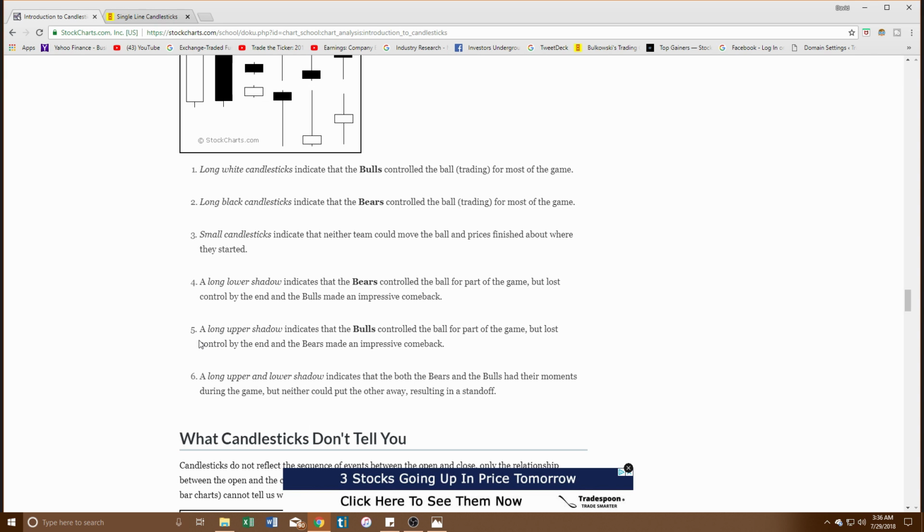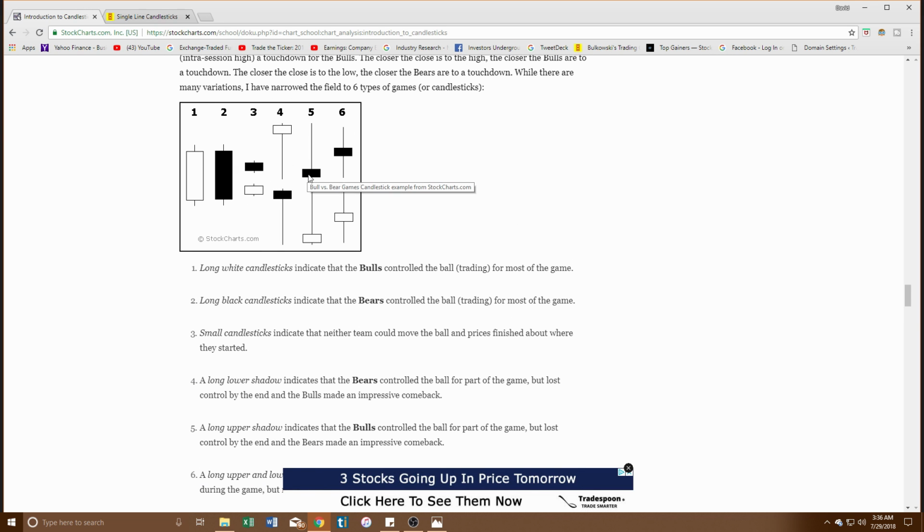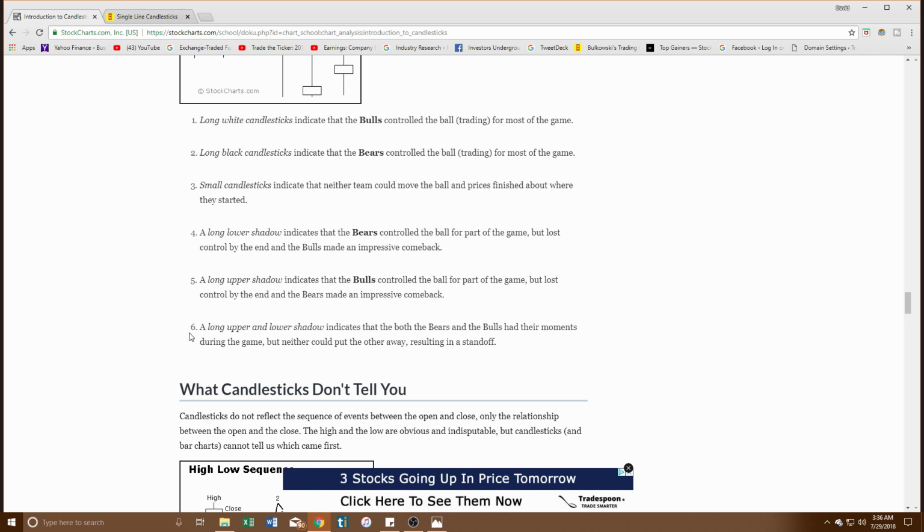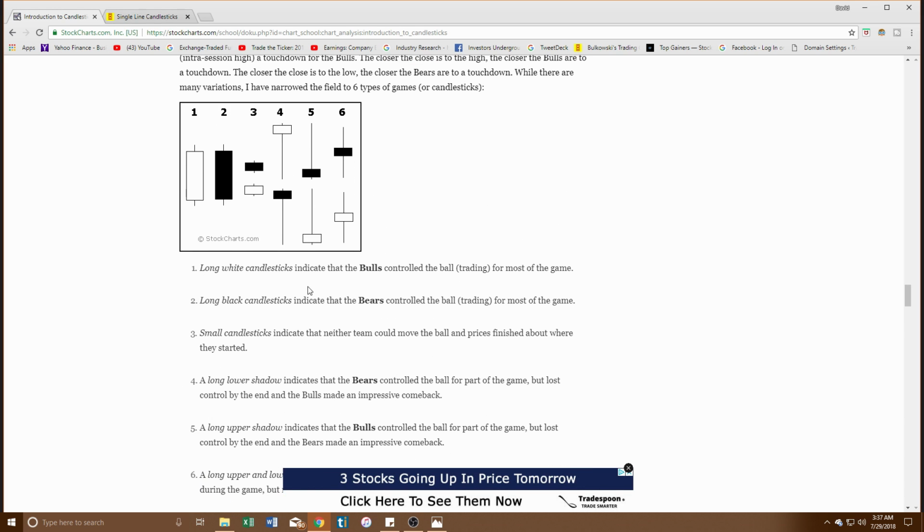Number 5, a long upper shadow indicates that the bulls controlled the ball for part of the game, but lost control by the end, and the bears made an impressive comeback. This is the same analogy for this one right here. Number 6, a long upper and lower shadow indicates that both the bears and the bulls had their moments during the game, but neither could put the other away, resulting in a standoff. And this is a spinning top right here.